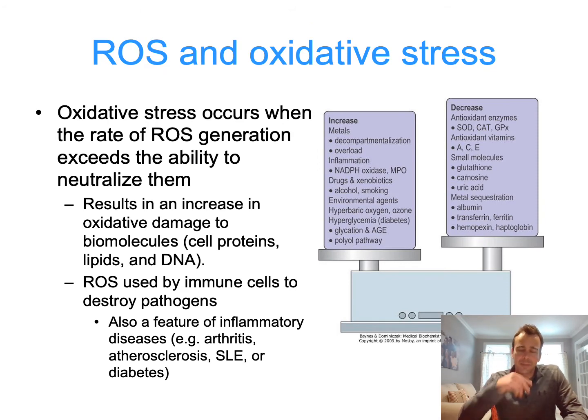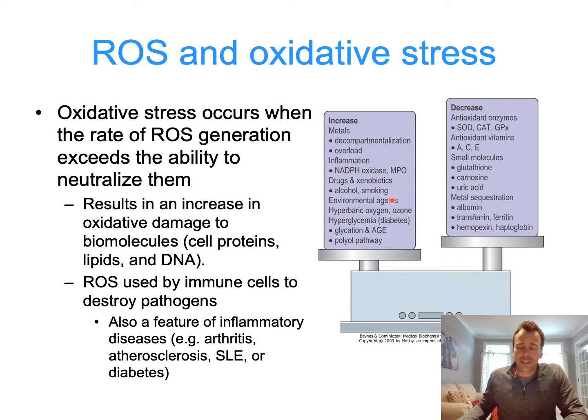Before we get to that, let's talk about reactive oxygen and oxidative stress. Oxidative stress occurs when the rate of reactive oxygen generation exceeds the ability to neutralize them. This can result in an increase in oxidative damage to biomolecules such as proteins, lipids, and DNA, which we'll talk about. But reactive oxygen species can also be used by immune cells to destroy pathogens. So it's an equilibrium, because we use reactive oxygen species in a good way to attack things like pathogens. It's also a feature of inflammatory diseases such as arthritis and diabetes.